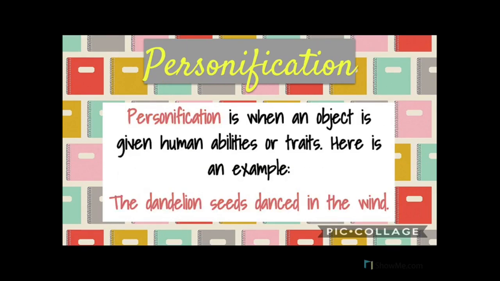Next up we have personification. That is a really, really long word, but the first part of it is person. So personification is when we give an object human abilities or human traits. For instance, an animal talking. Here's another example. The dandelion seeds danced in the wind. We've all seen dandelion seeds float through the air on the wind, but in this sentence we're saying that they danced. It's just a nicer way of saying that they floated through the air, but seeds can't really dance. So that's personification.